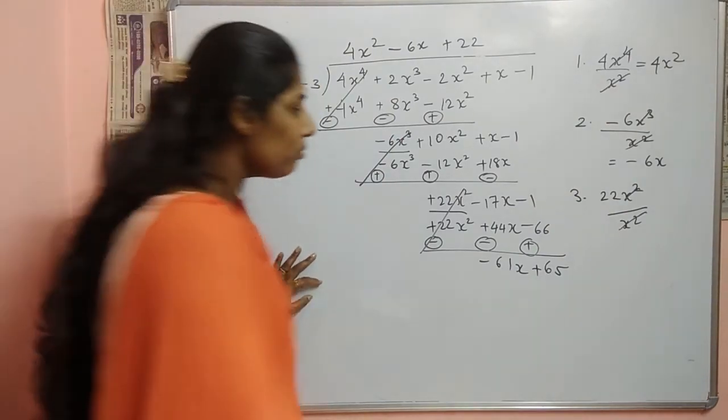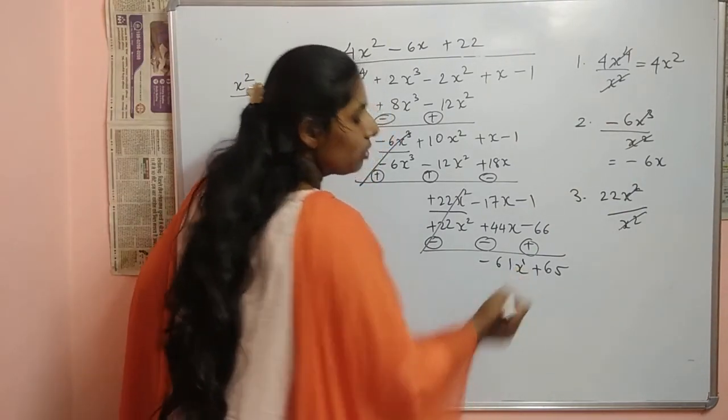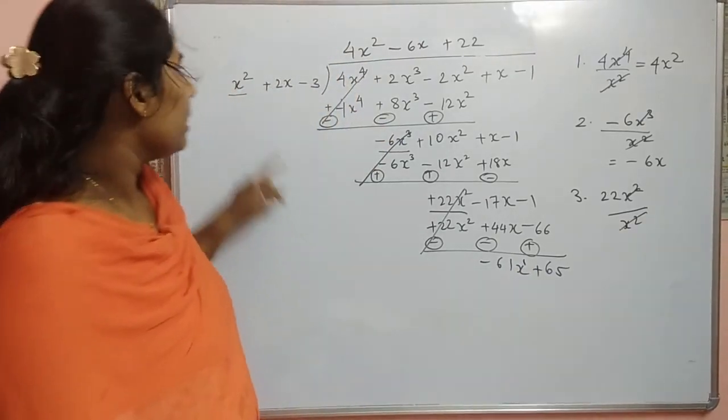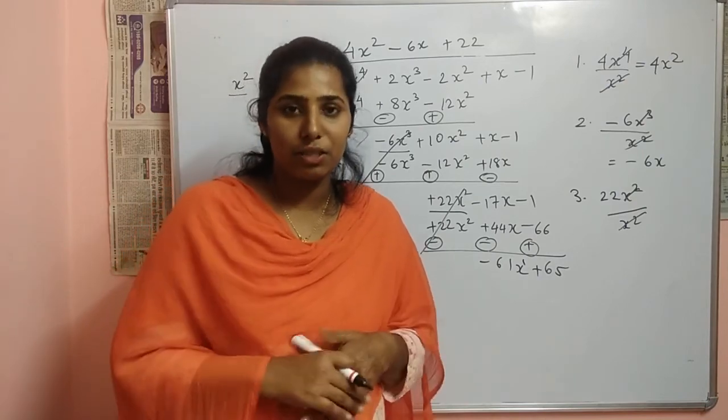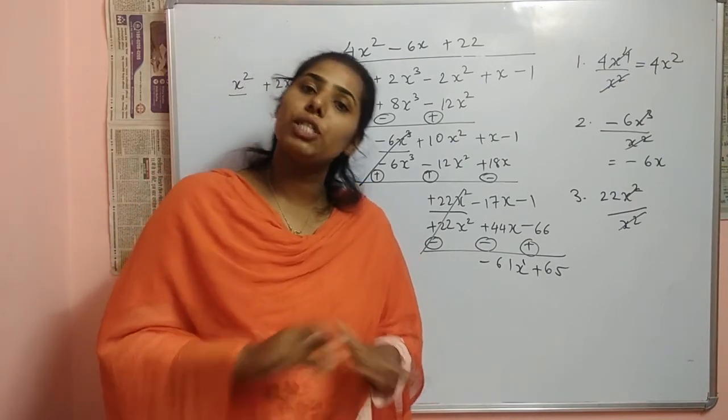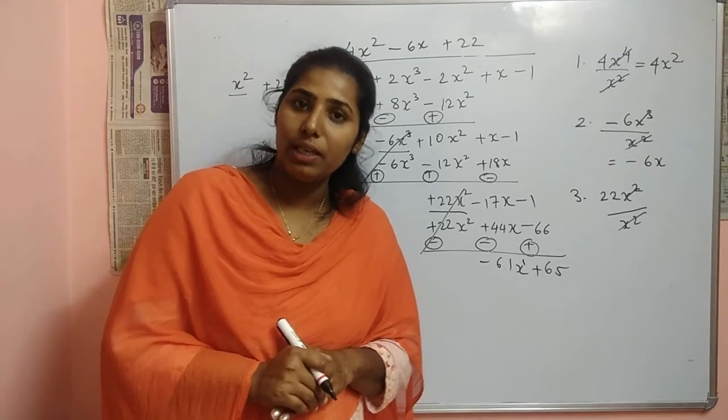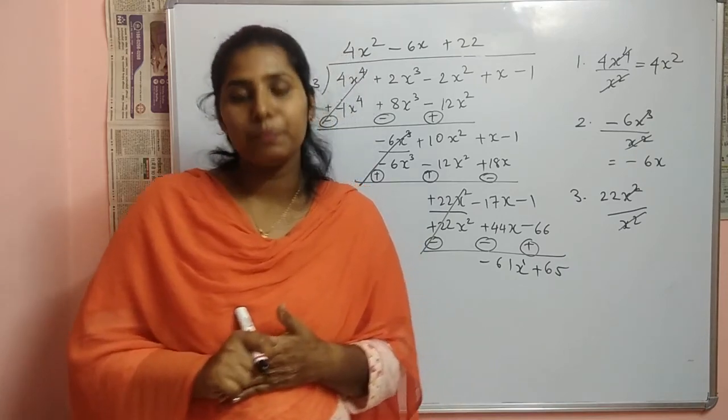Okay. So now we will check the degree. Here the degree of the remainder is 1 and here it is 2. So it is lesser. The degree of the remainder is less than the degree of the divisor. So we'll stop the process of division. Okay. So I hope you have understood.